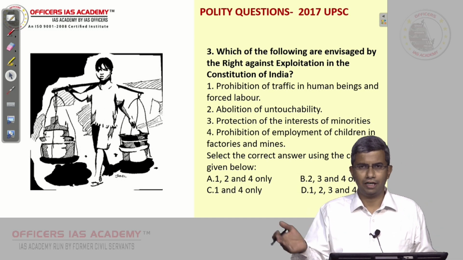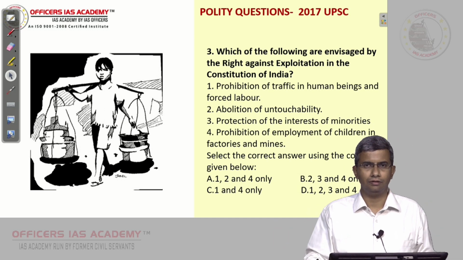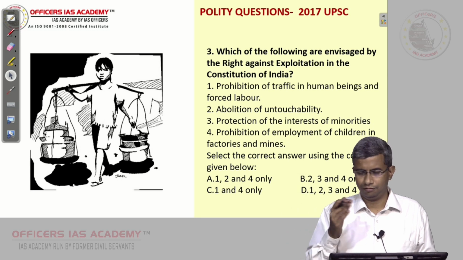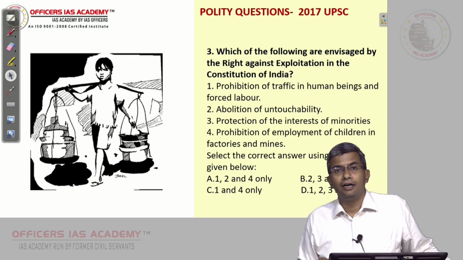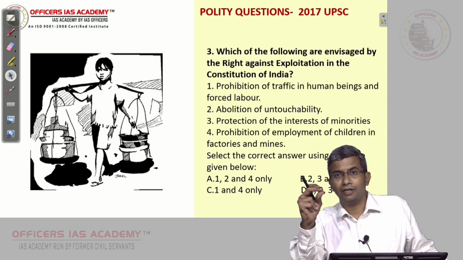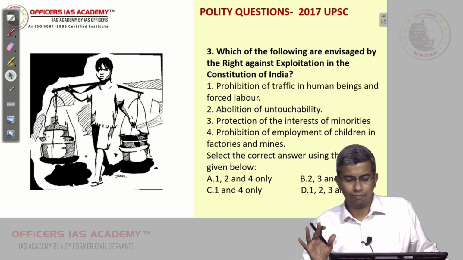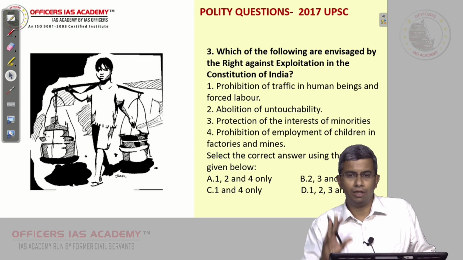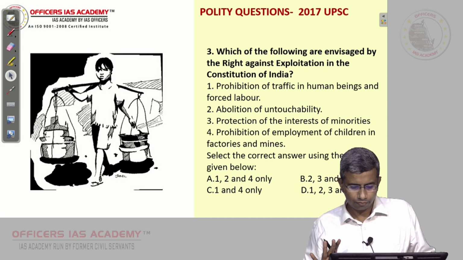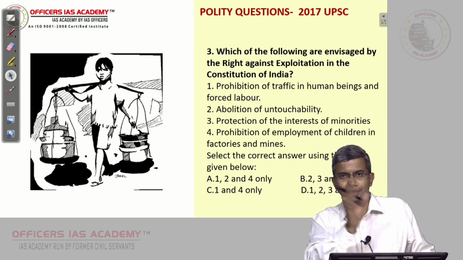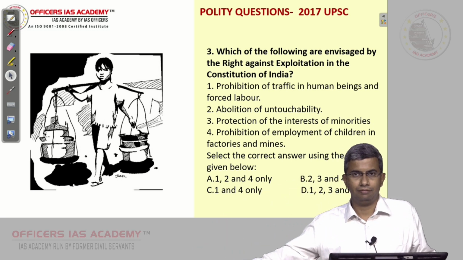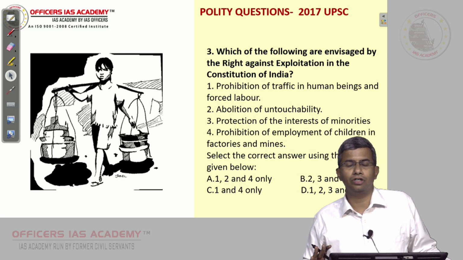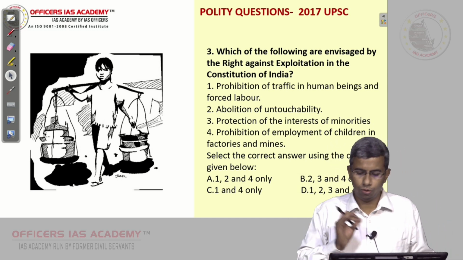Educational rights. What is the first word? I am forgetting. Yeah, cultural and educational rights. So now, what is Article 23, what is Article 24? Prohibition of traffic in human beings and forced labor, Article 23. Abolition of untouchability, Article 17, out. Protection of interest of minorities, cultural and educational rights, out.